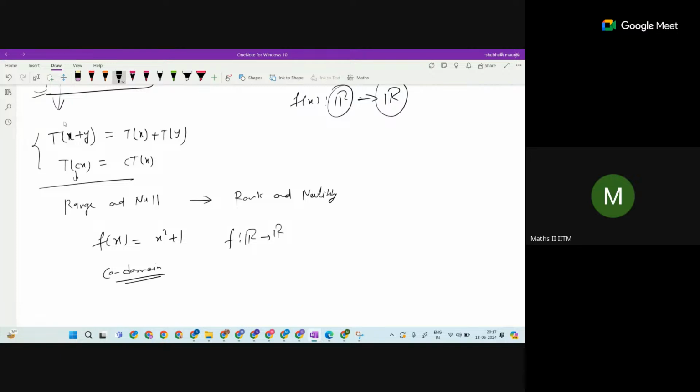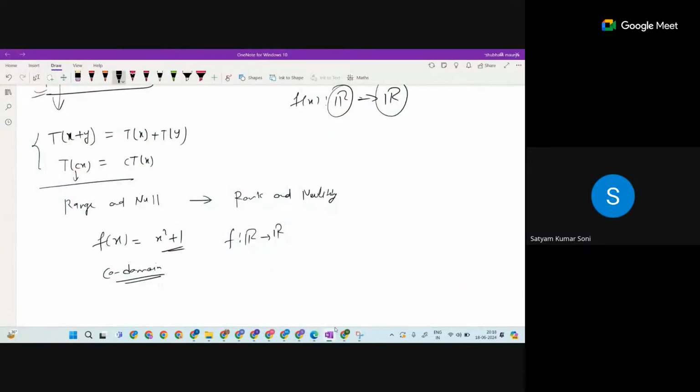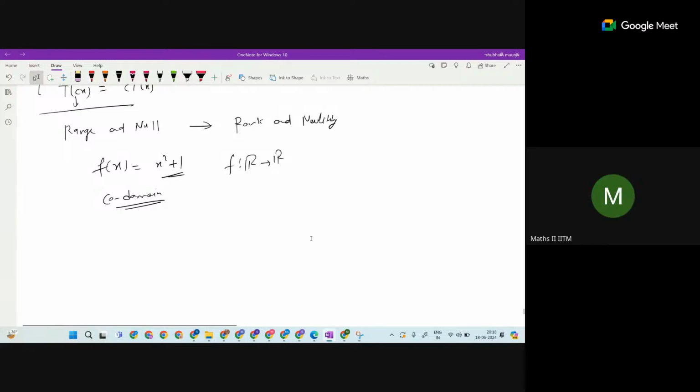Domain and range for the simple function, Satyam or anyone? Do you remember that? Codomain, domain? No? The domain is where it maps, and the range is called the codomain. So what about the outputs? Yes, the collection of outputs. What is it going to be? If you substitute 1, 2, 3, 4, or root 2, anything, you will get outputs. If you substitute 1, you will get 2. If you substitute 2, you will get 5. If you substitute root 2, you will get 3. Like this, the collection of outputs.